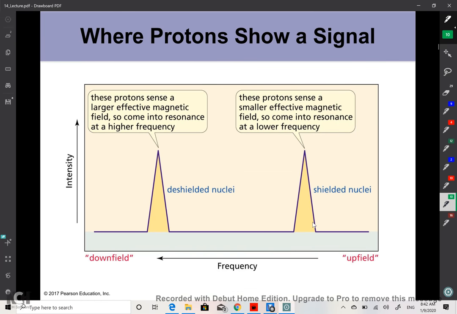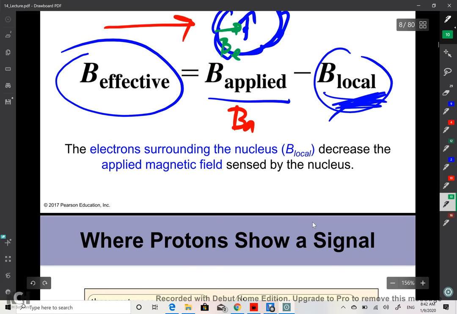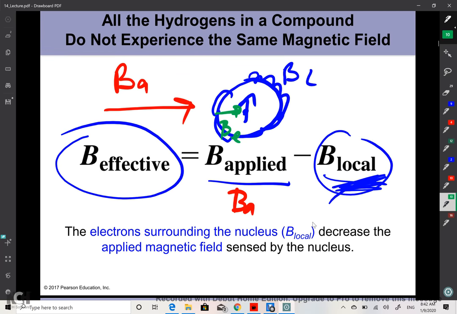Now, when you have a lot of electrons surrounding you, let's go back to this diagram. When you have a lot of electrons surrounding that nucleus, we refer to that nucleus as being shielded. Does that make sense? When you have a lot of electrons surrounding the nucleus, we say the nucleus is shielded. And when you have few electrons surrounding the nucleus, it is referred to as being deshielded. Those are the terms we'll be using.